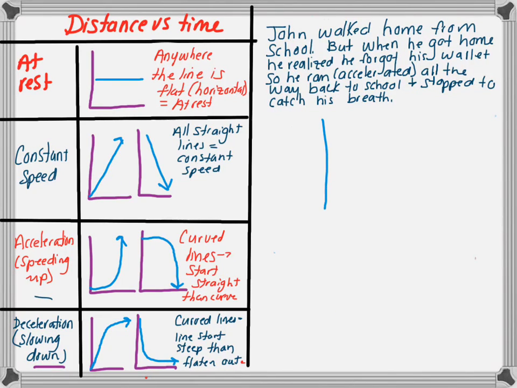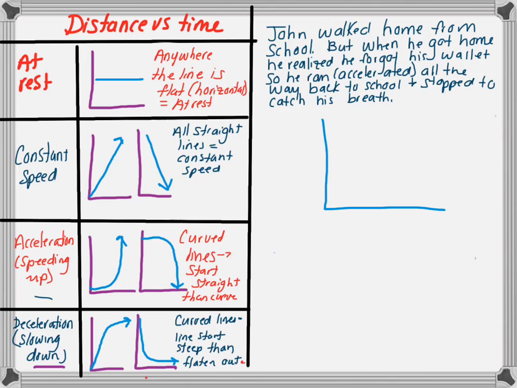Okay, here is another one. It says, John walked home from school, but when he got home, he realized he forgot his wallet. So he ran, or accelerated, all the way back to school and stopped to catch his breath. Let's go ahead and do this, looking at your notes. We're going to assume that walking is a constant speed, since it's not really saying otherwise here. If you ended up putting accelerated, go for it. But when you walk, you can maintain that speed unless you're power walking.